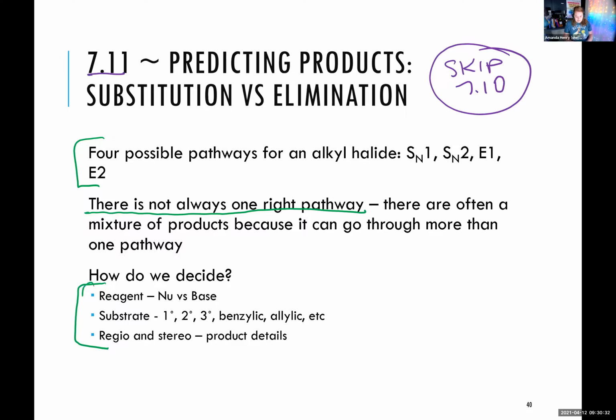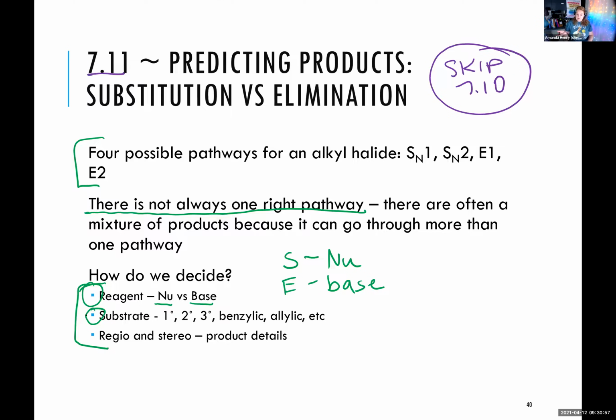We start by looking at our reagents. Are we using a nucleophile or are we using a base? Because remember, substitution reactions use nucleophiles. Elimination reactions use base. So that should hopefully cut our options down from 4 to 2. Not always, but hopefully.